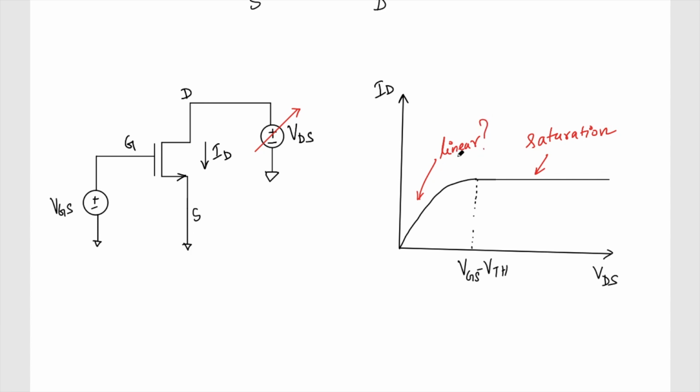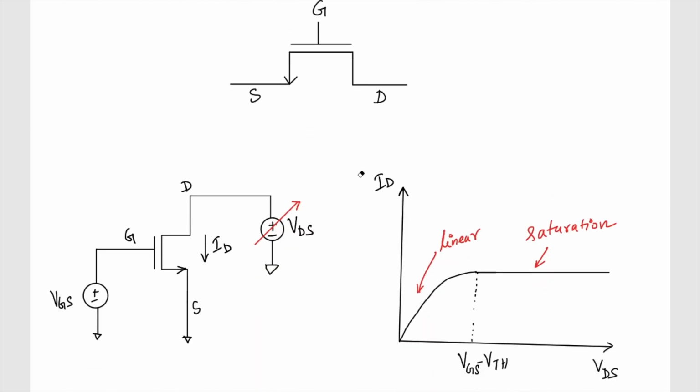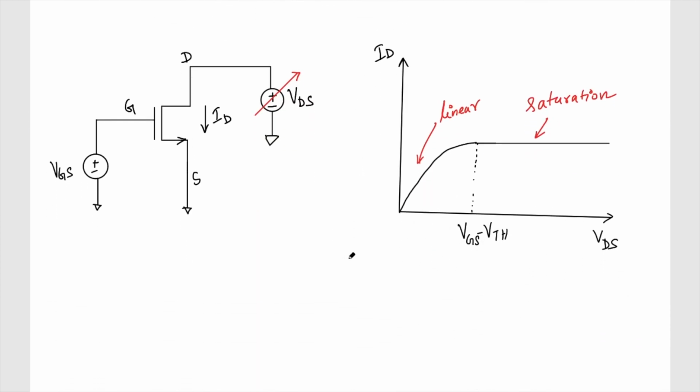The question is why this is then called a linear region. This is not at all a linear curve, so why is it called a linear region? The reason is that when my VDS is very small, this acts like a resistor, like a straight line. From this expression we can also see that when my VDS is very small, I can easily omit the square term. So this is called the linear region, when my VDS is very small.